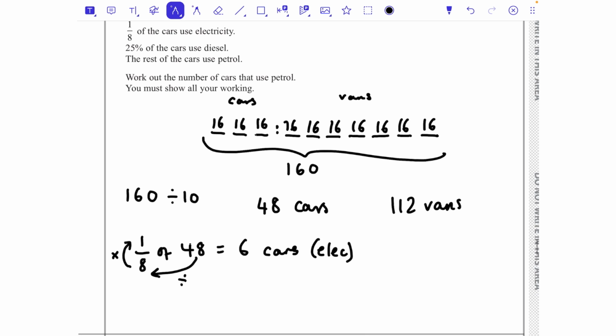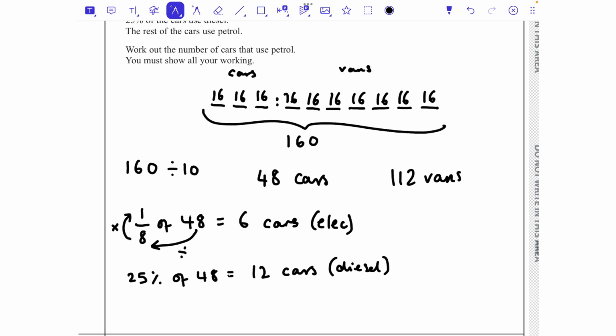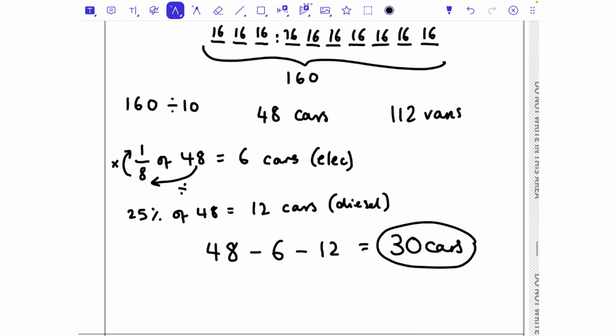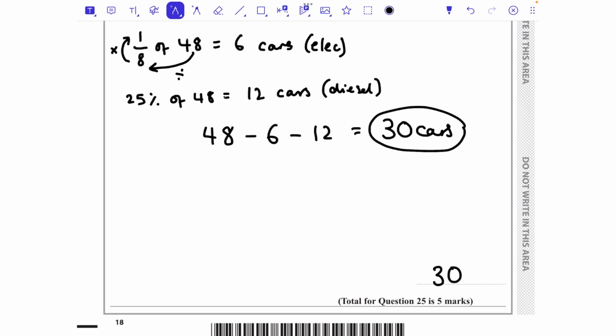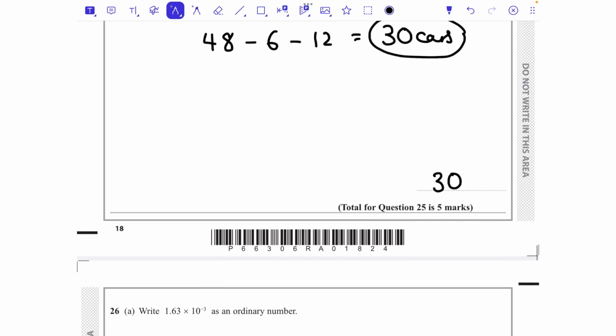25% of the cars use diesel. So 25% of 48, and that's half and half again. So that's 12 cars. And then the rest of the cars use petrol. So all we need to do now is take 48 cars, take away 6, take away 12, and that gives us 30 cars. And that would be our answer. I think that was 5 marks, that one, if I remember correctly. Yes, 30 is the answer for that one. Really nice question, really common for 5 marks at around that point in the paper.